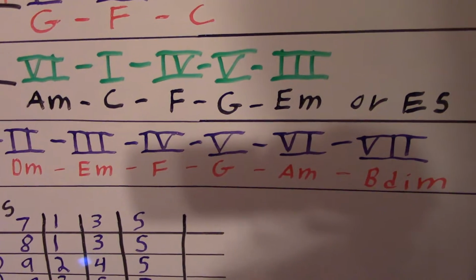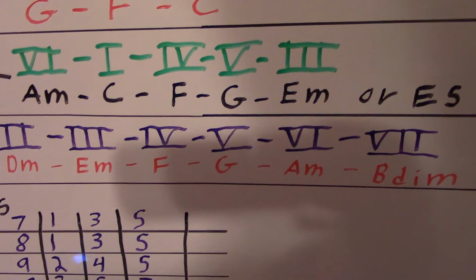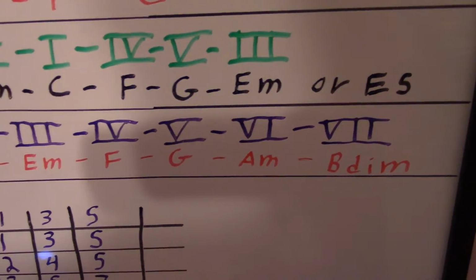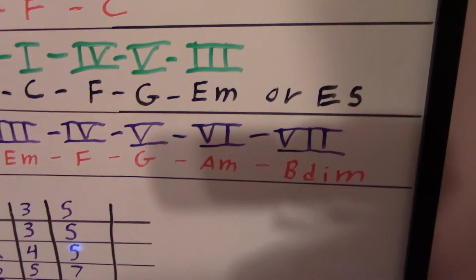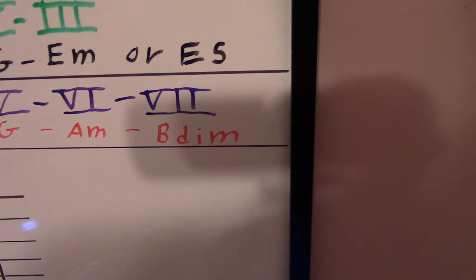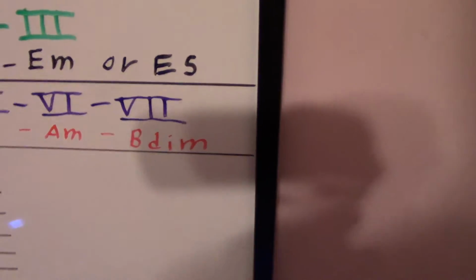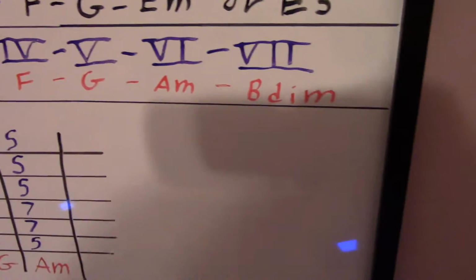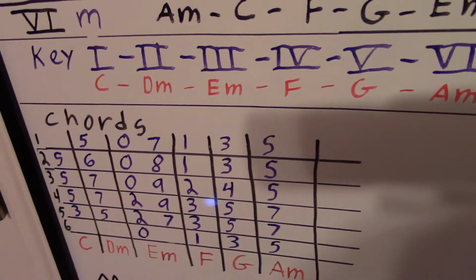Roman numeral 4 represents F major. Roman numeral 5 represents G major. Roman numeral 6 represents A minor. Roman numeral 7 represents B diminished. Okay? That's all the 7 modes of the C major scale outlined in chords.